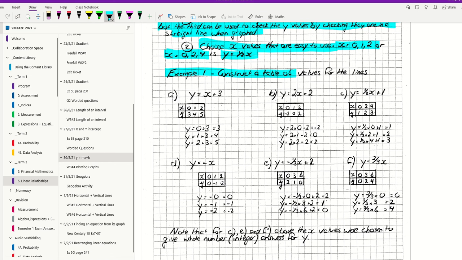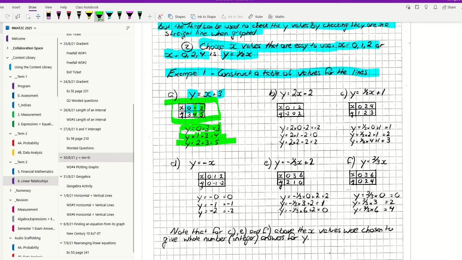For our first example, we're constructing a table of values for the following lines. Y equals x plus 3. Nothing stopping us from using the 3 easy ones, 0, 1, 2. When x is 0, y is equal to 0 plus 3, so y is equal to 3. Next one, x is equal to 1, 1 plus 3 equals 4. Put the 4 in there. And finally, x equals 2, 2 plus 3 equals 5. We fill it in there. So there's our table of values. When x equals 0, y equals 3. When x equals 1, y equals 4. When x equals 2, y equals 5.